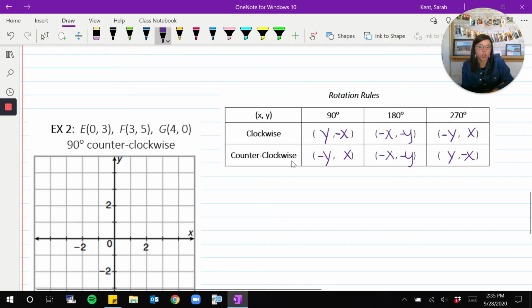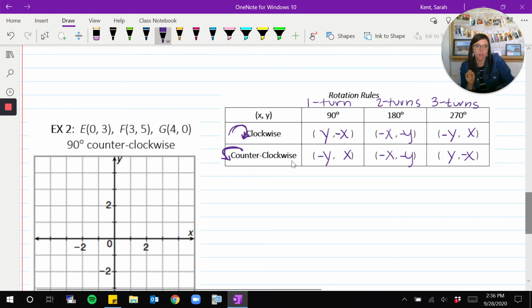So again, if you want to draw arrows to help you, clockwise is to the right, counter is to the left. And then here, I'll give little notes to help. 90 would be 1 turn. 180 would be 2 turns. That means 270 would be 3 turns. Okay, I know that's a lot. So let's look at one to see if we can use this to help us.